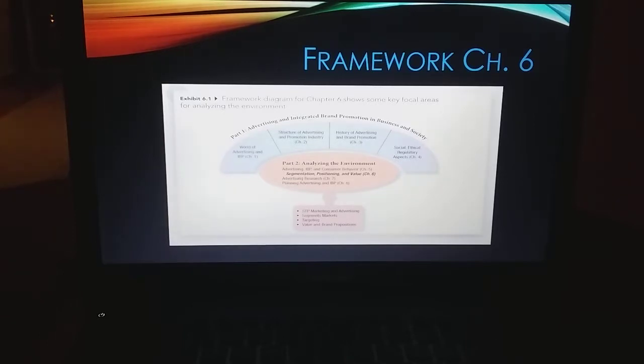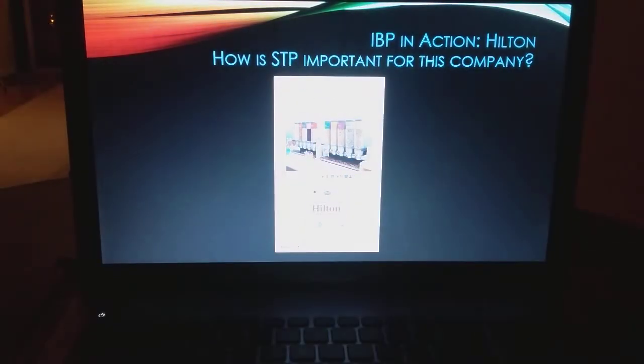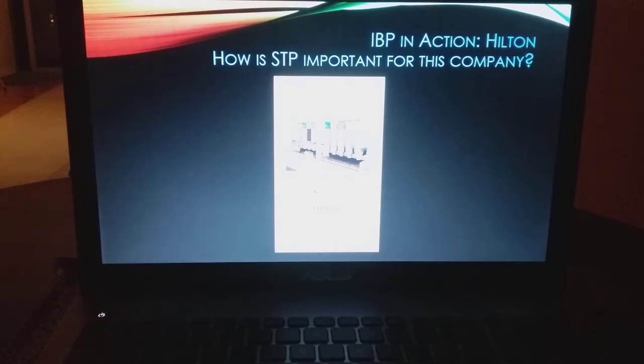Here we are. This whole section is about analyzing the environment. So we're talking about STP marketing and advertising. We're talking about segments in marketing, targeting, and value and brand propositions. Again, this is an example of integrated brand promotion in action.